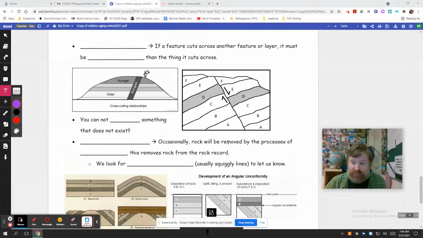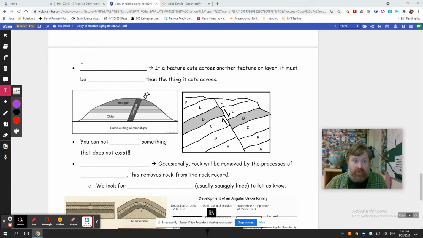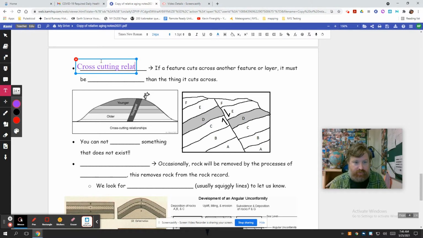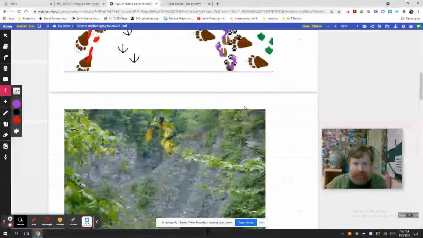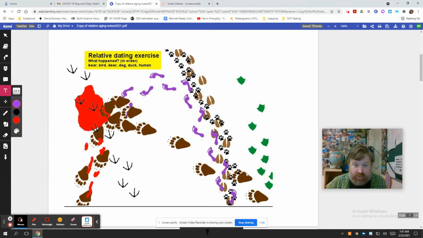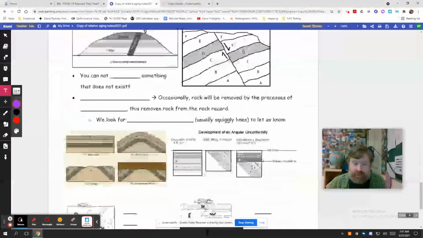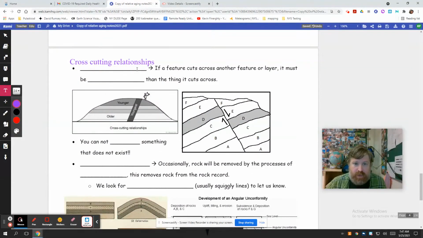So this is really like the most powerful tool. Superposition's a good one, but this one's great. It's called the law of cross-cutting relationships. And if you figured out this animal track thing at all, which a lot of people do, it's pretty intuitive. You use the law of cross-cutting relationships to do it. Now we're just slapping a name on it. If a feature cuts across another feature or layer, it must be younger than the thing it cuts across. That sounds wordy, but don't let it freak you out. It's a very intuitive rule.